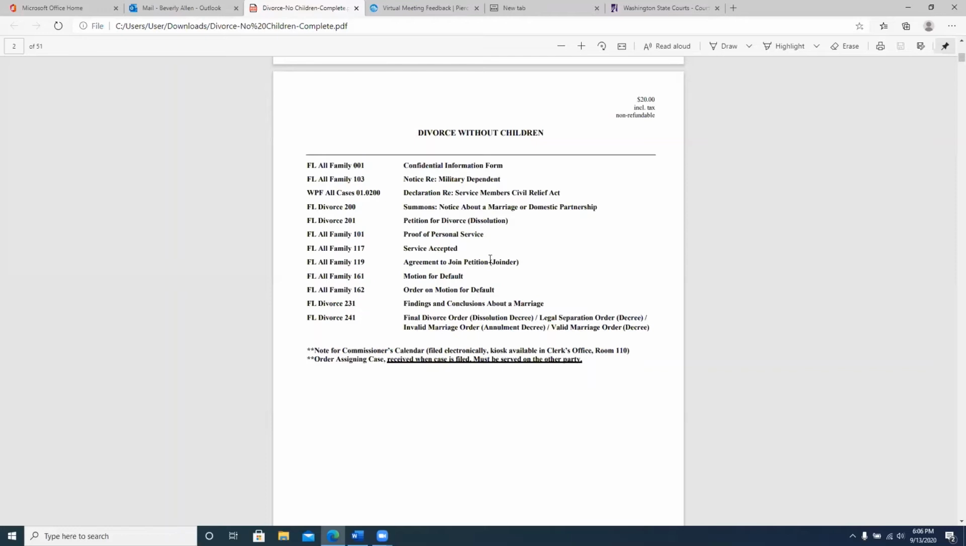So make sure they sign the acceptance of service. If for some reason they want to take time and think about it, have someone else serve them the documents, and then file the proof of service. Again, make sure that you're including the military advisories in order to protect yourself if that comes up.